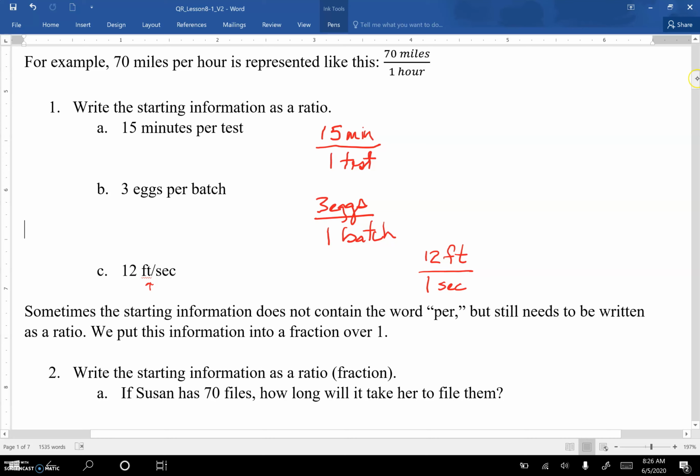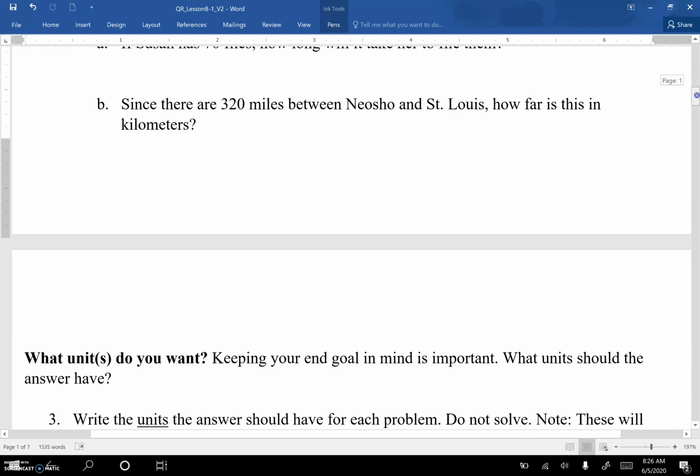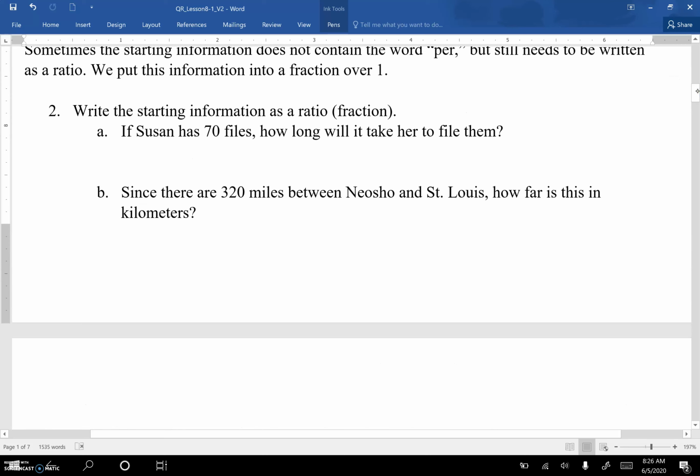but sometimes your starting information does not include per. And so what then? And so we're going to put that information over 1. So if Susan has 70 files, how long will it take her to file them? My starting information is just the 70 files. And while you don't have to put it over 1, I think it helps. And so we're going to put that as just 70 files over 1.